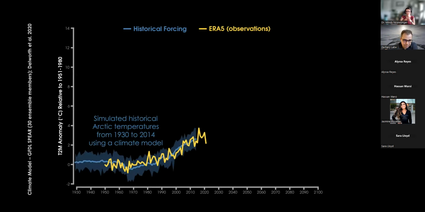Now let's run a climate model and try to simulate those real world observations. Again, yay, the yellow line is mostly within the blue spread. That means our climate model is doing pretty well at reproducing temperatures over the last 100 years.